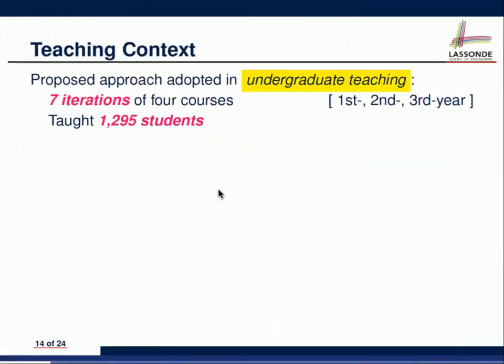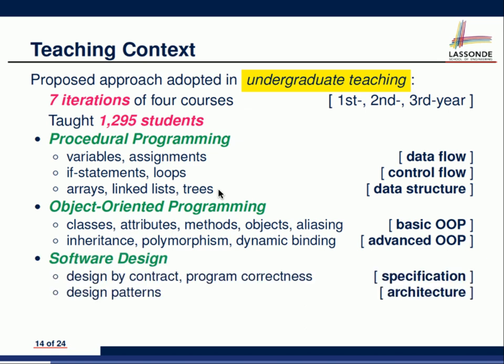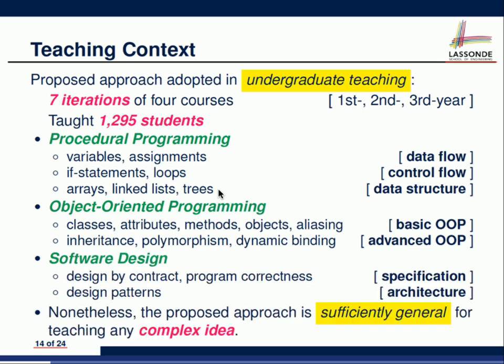Now, teaching context. This approach has been adopted mainly for undergraduate teaching. I've done 7 iterations of 4 courses. If I aggregate the number of students, it's more than 1,000, ranging from first, second, and third year. I've been using it to teach procedural programming, object-oriented programming, and software design. However, for your particular course, the approach should be sufficiently general for you to adopt to teach any complex idea, as long as you follow the procedure.